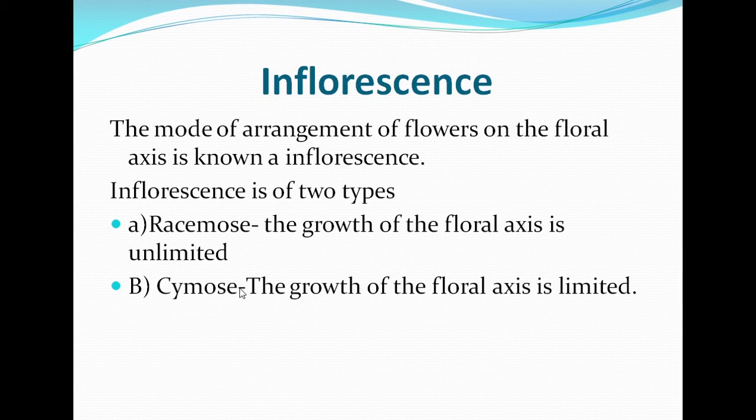So what is inflorescence? Inflorescence is the mode of arrangement of flowers on the floral axis, and there are two types of inflorescence. One is cymose and the other is racemose. In case of racemose, the growth of the floral axis is unlimited, and in case of cymose, the growth of the floral axis is limited.